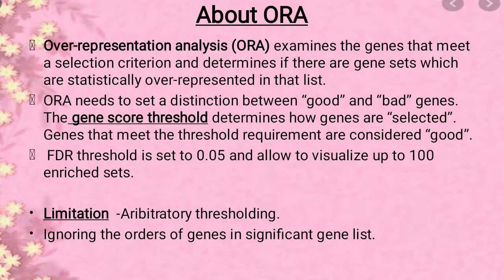Genes that meet the threshold requirement are considered to be the good genes, and the FDR threshold is set to 0.05 and allows visualizing up to 100 enriched sets. FDR 0.05 represents the 5% significance level for the threshold value, and the limitation of this approach is arbitrary thresholding and ignoring the order of the genes in the significant gene list.